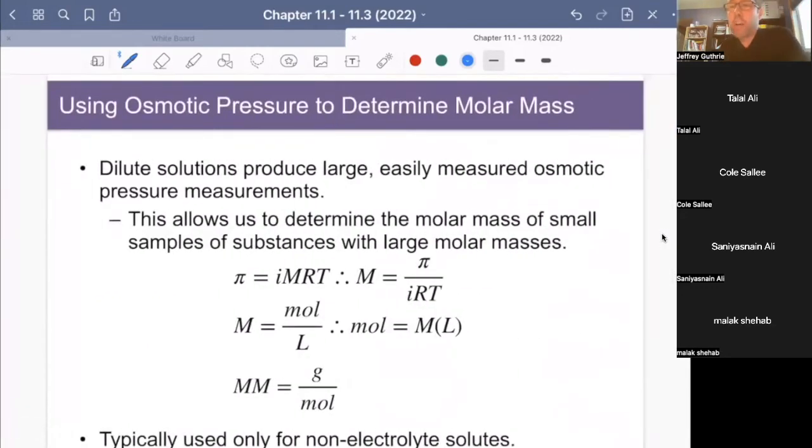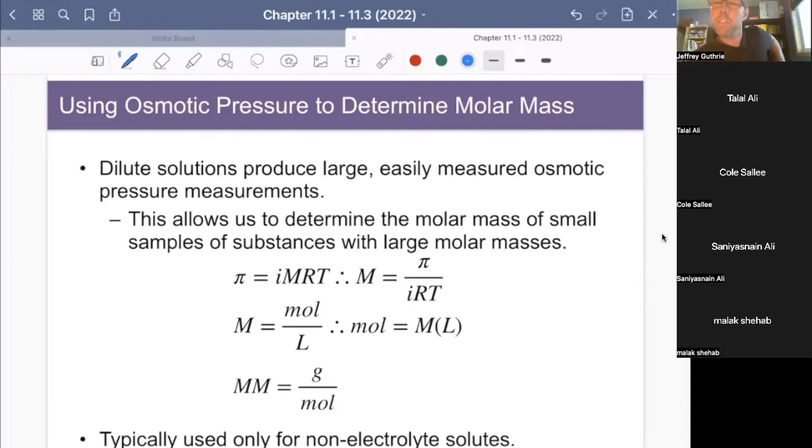So I know I'm taking longer than I wanted to because it's almost technically the end of our time in class here, but I think I just have one more thing to do. I actually got a couple more things. All right, so using osmotic pressure to determine molar mass. If you have some unknown compound, you don't know what it is, you can use osmotic pressure to figure out what the molar mass is.